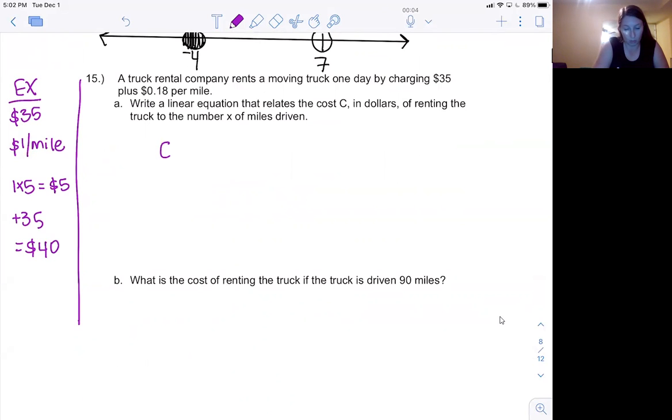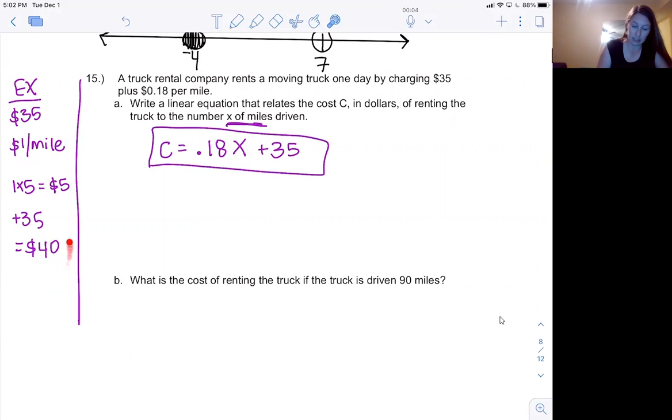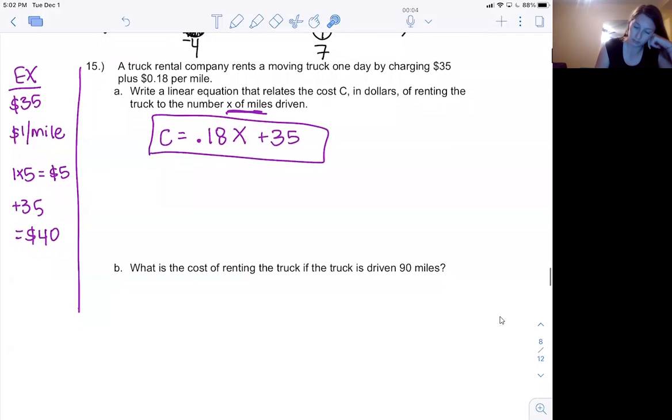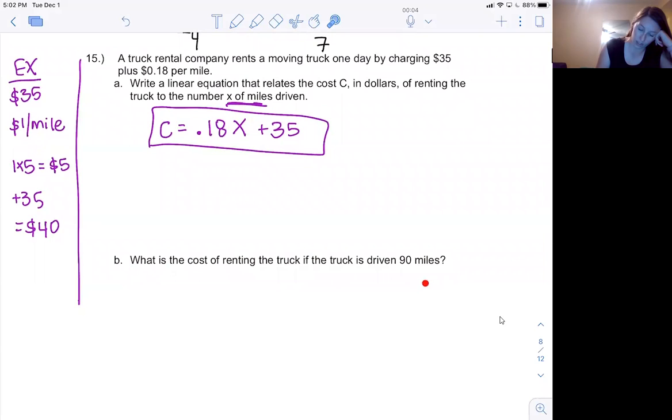So what you did is your total cost is going to be the amount they're charging you, which in this case is 0.18, times the number of miles you went, which I'm going to say is x. They tell me that. And then I have to add 35 to that. That's all they're asking for. Just think of it as a simple, realistic example that you might do. Then this is asking, what is the cost of renting a truck if the truck is driven 90 miles?